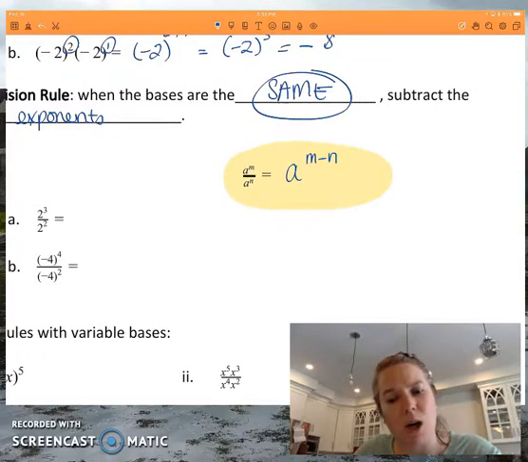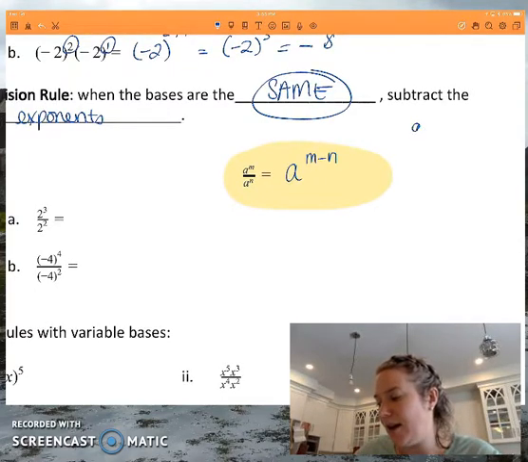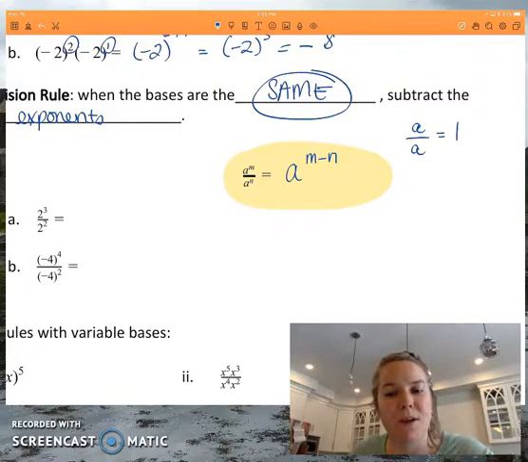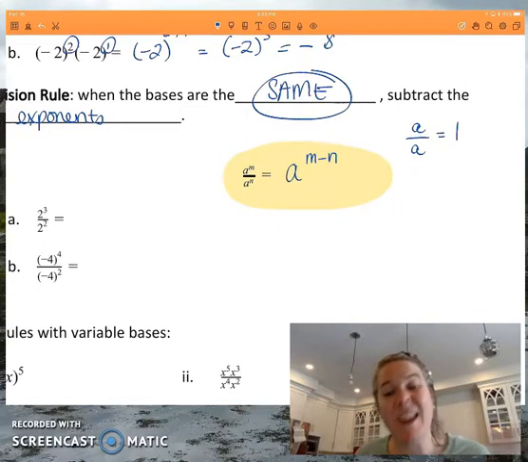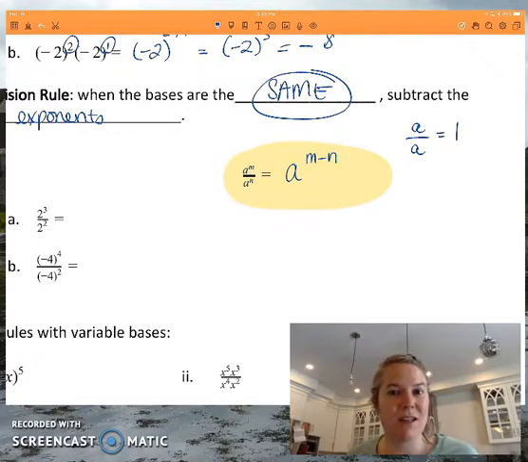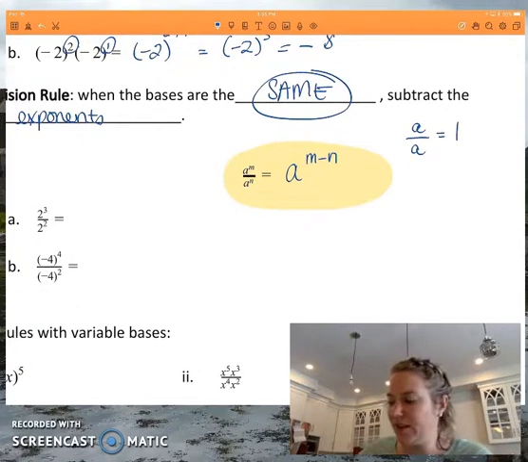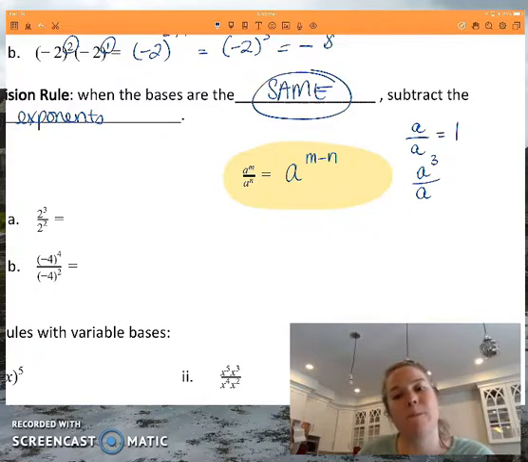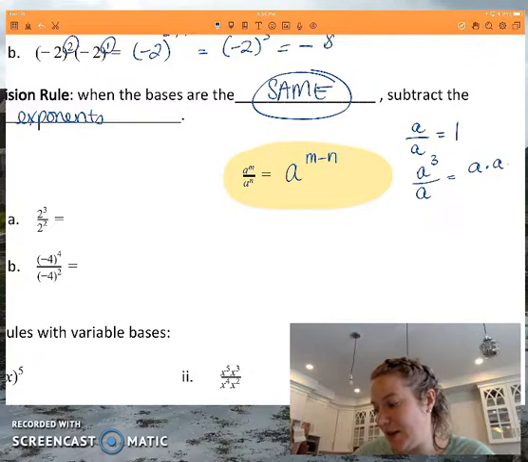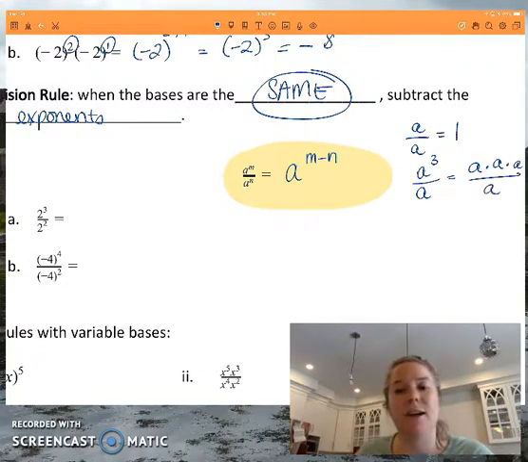And why does that work? So remembering that if we had a divided by a, that equals 1. 1 divided by 1, 1. 4 divided by 4, 1. 10 divided by 10, 1. So any number over itself is 1. So let's look at a to the 3 over a. Let's expand that exponent. That's going to give me a times a times a, and it's still over a.